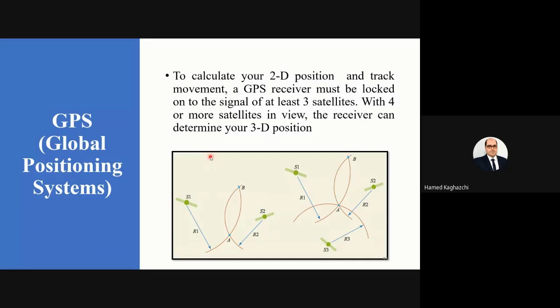Okay, generally, for determining the 2D position, the two-dimensional position of an object on the Earth, we need to have information from at least three satellites. And for determining a three-dimensional position of an object, we need to have information from at least 4 satellites.